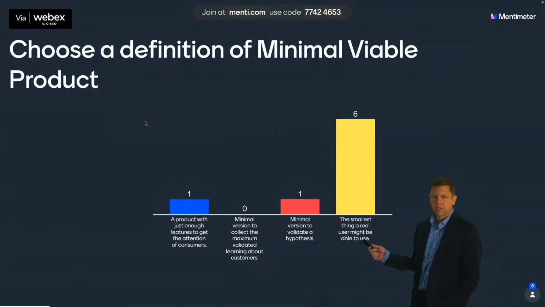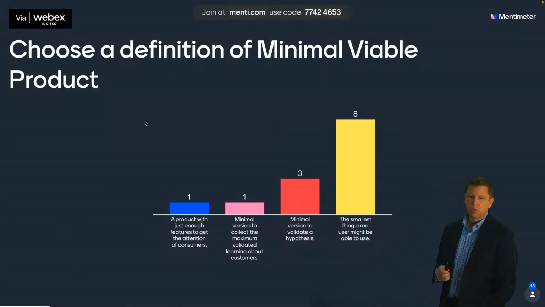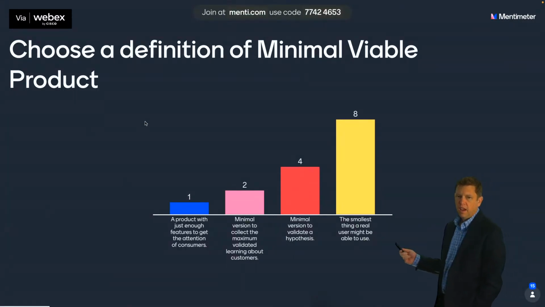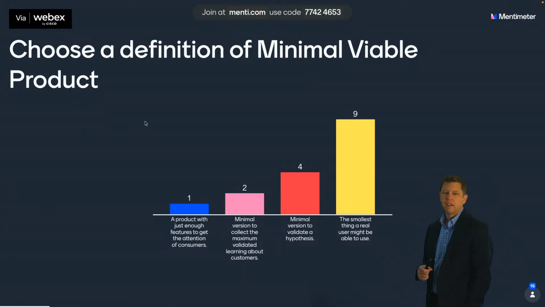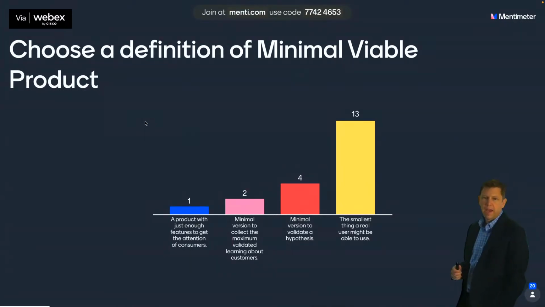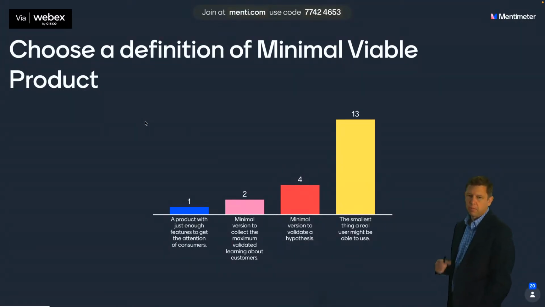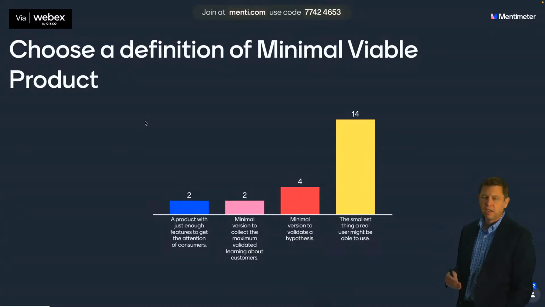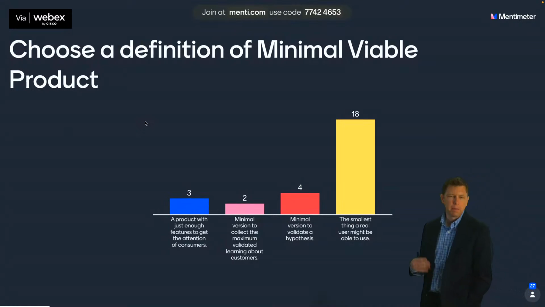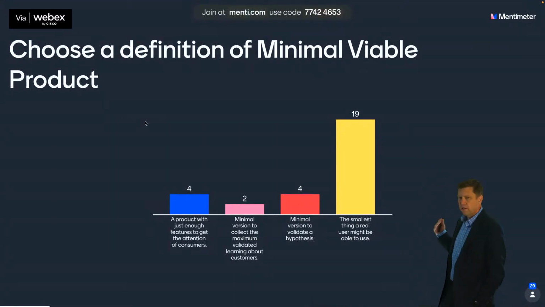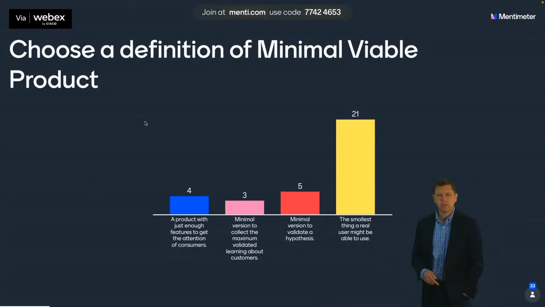Okay, so over here we got the smallest thing that a real user might be able to use, a minimal version to validate a hypothesis. Over here, minimal version to collect the maximum validated learning about customers. I've heard that definition used before. Or a product with just enough features to get the attention of a customer, like maybe get them to give you money or something like that. None of these are wrong. I've seen all of these used in different contexts.